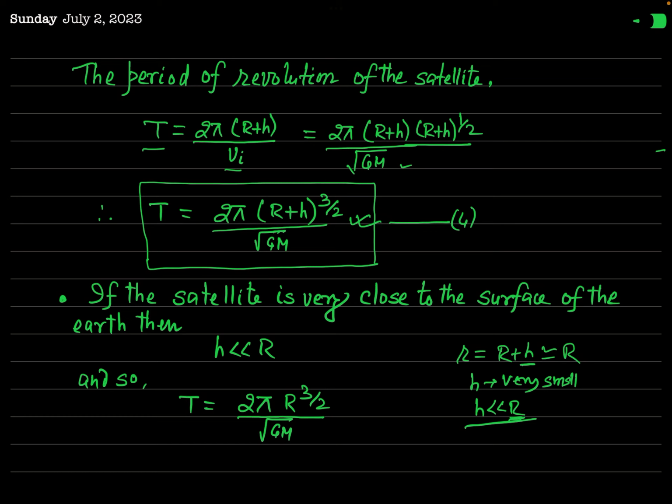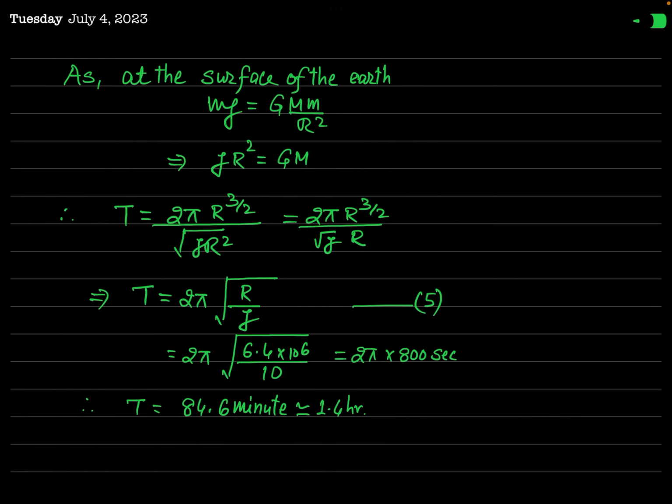And so you can write, in this very condition, for a satellite which is revolving around the earth in an orbit which is very close to the surface of the earth, the time period or the period of revolution will be what? We will simply neglect this h. So this will be 2 pi times r to the power 3 by 2 over root GM. Now, this root GM can be found like this.